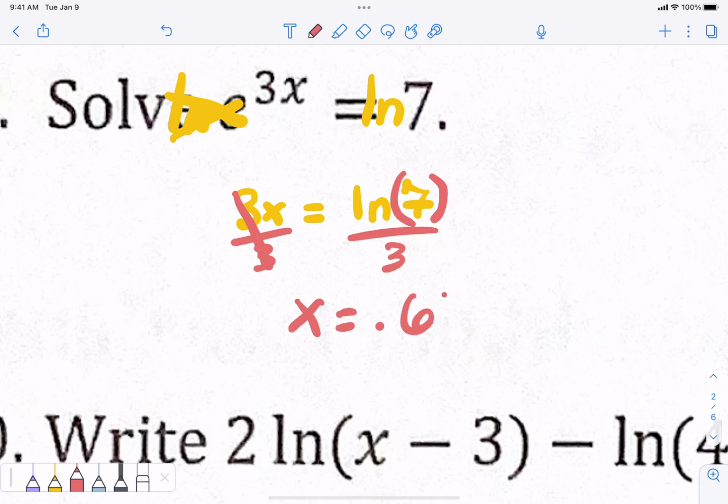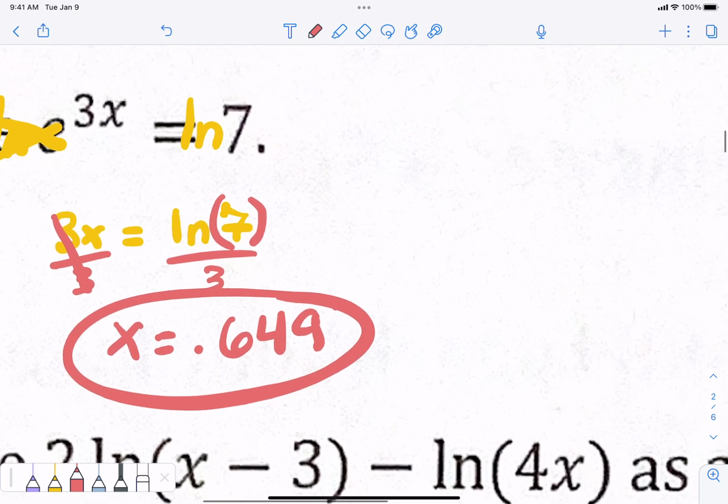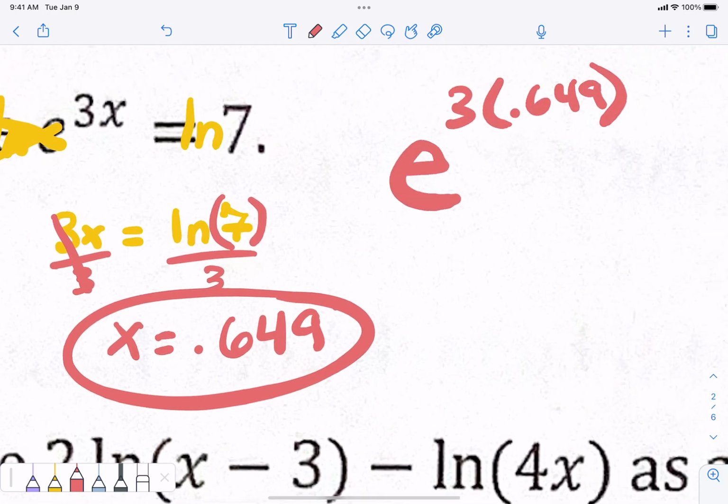0.648. Point 649. Now, suppose I look at that and I'm like, I don't know if that's the right answer. What could you do? Plug it in. It's really easy. Take e to the 3 times 0.649. You probably won't get 7 exactly, but you'll get something close to it because we rounded that number, right? So you can check your answer. It doesn't take very long at all.